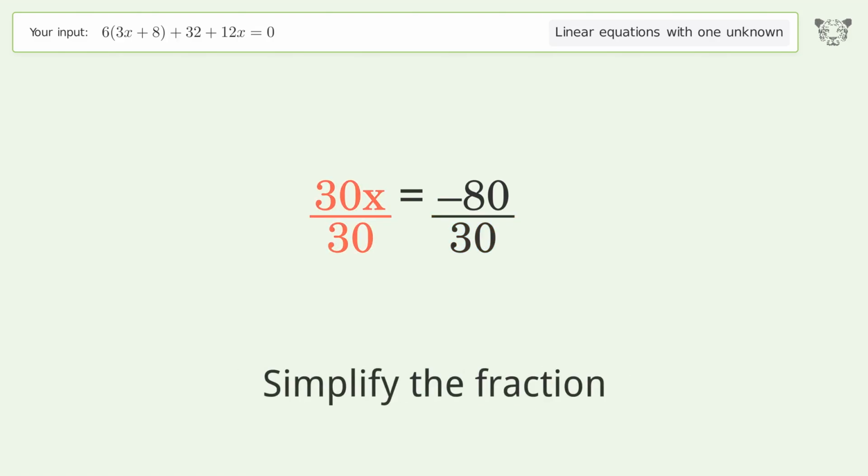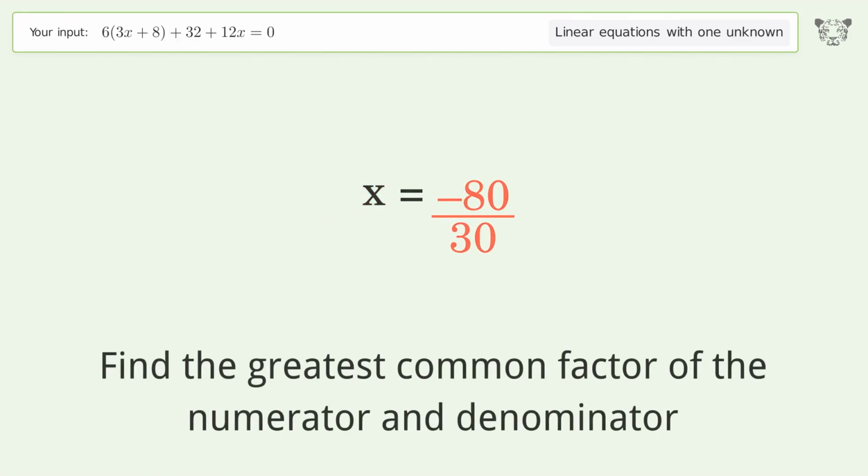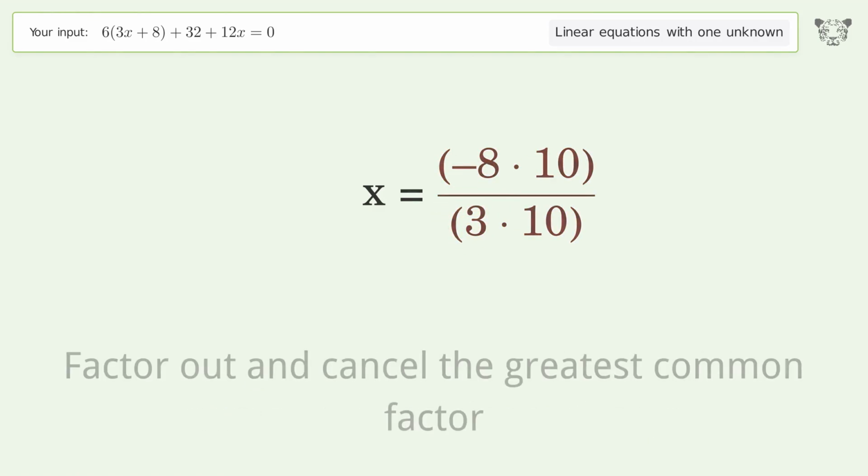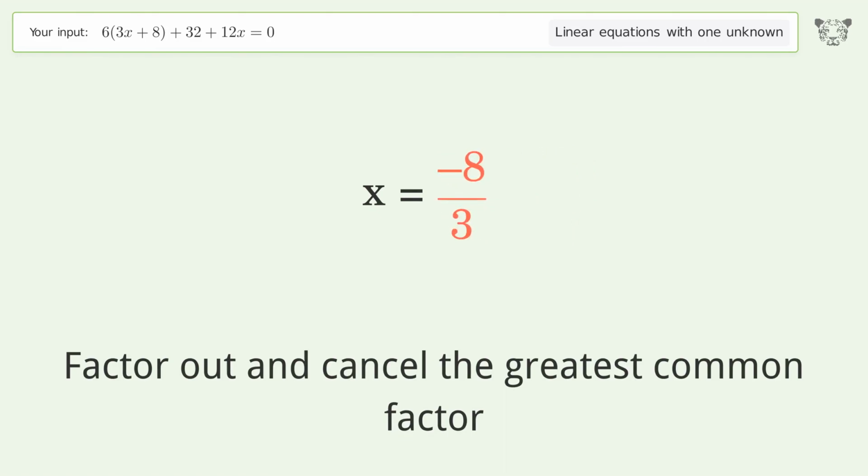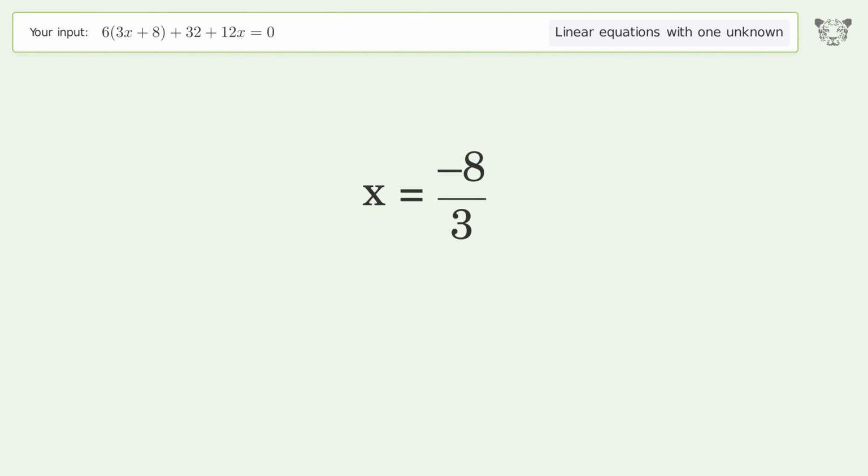Simplify the fraction. Find the greatest common factor of the numerator and denominator. Factor out and cancel the greatest common factor. And so the final result is x equals -8/3.